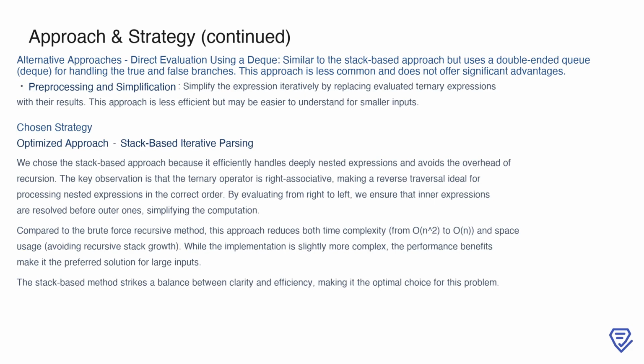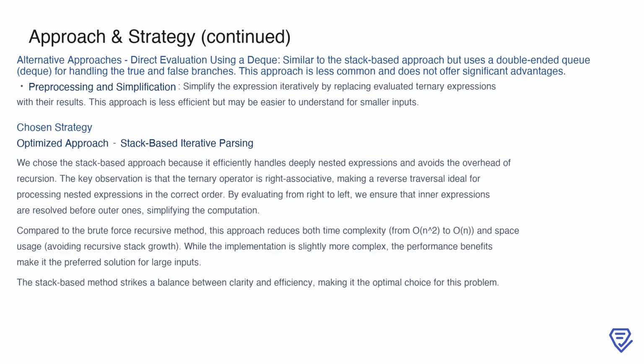There are also alternative approaches to consider, though they are less commonly used. For example, a deque-based method works similarly to the stack-based solution but allows for handling branches at both ends. However, it doesn't offer significant advantages over the stack approach. Another possibility is pre-processing and simplifying the expression iteratively, replacing evaluated ternary sub-expressions with their results. While easier to understand for small inputs, this method is less efficient overall. Ultimately, we chose the stack-based iterative parsing as the optimal strategy.